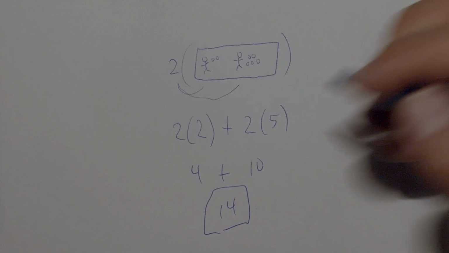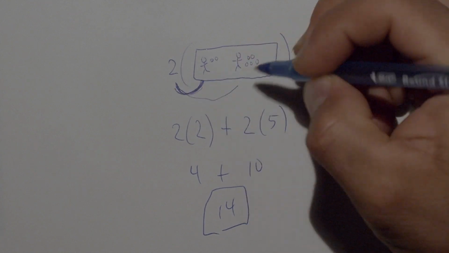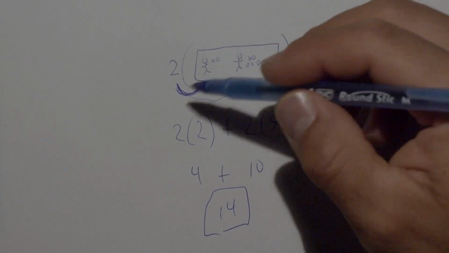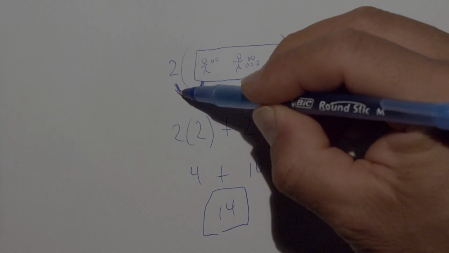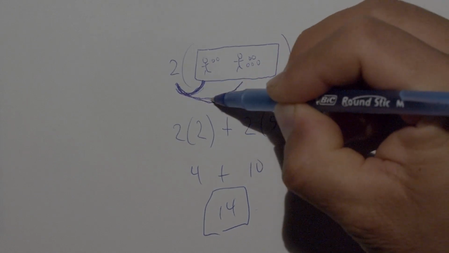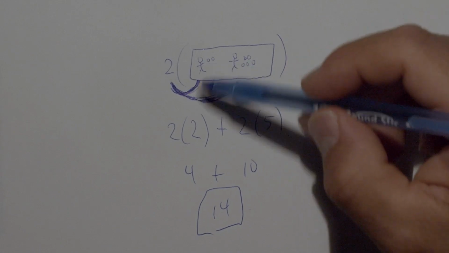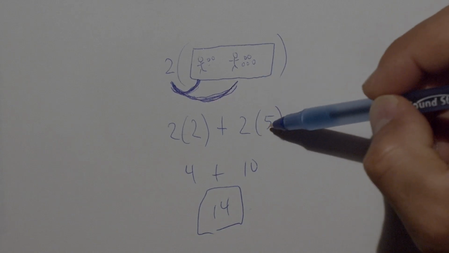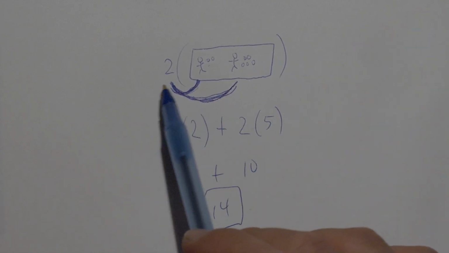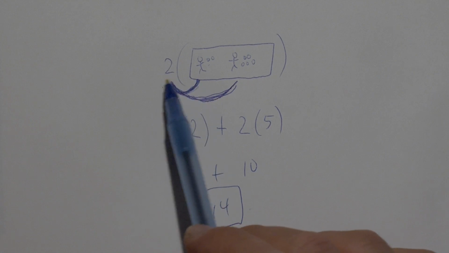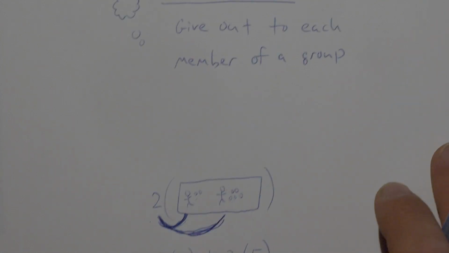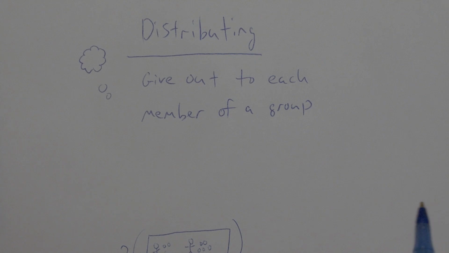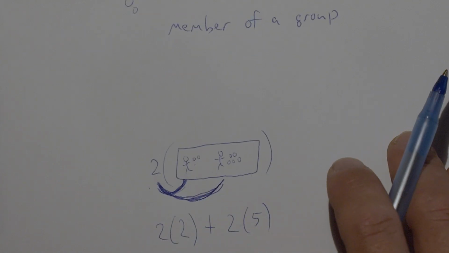If you notice, I put these things on right here, and when you distribute, most of my kids call those hooks. They say, go ahead, put on your hooks. So this is a hook, and then I put on another hook over here. The 2 is hooking onto this 2, and then this 2 is hooking onto this 5. We're multiplying: the 2 is getting multiplied to everything inside of the boat. That's where the definition comes from, to give out to each member of a group. We're giving it out to each member of the group.